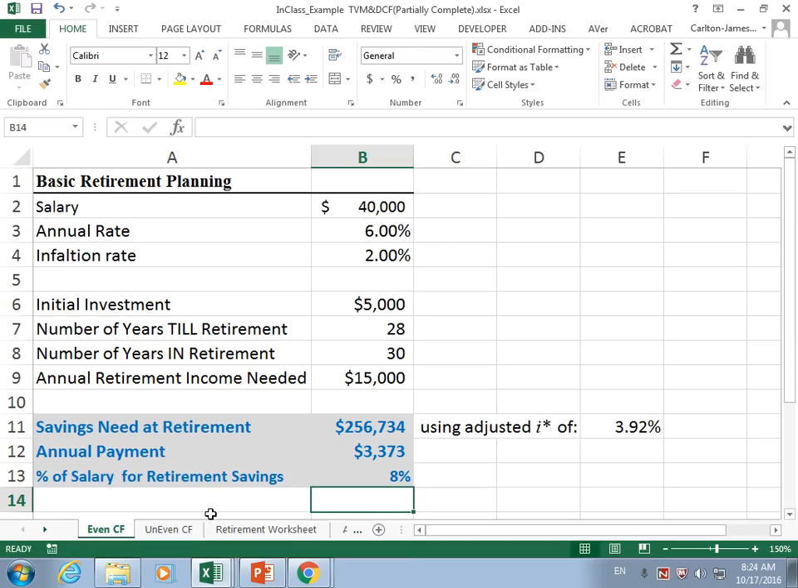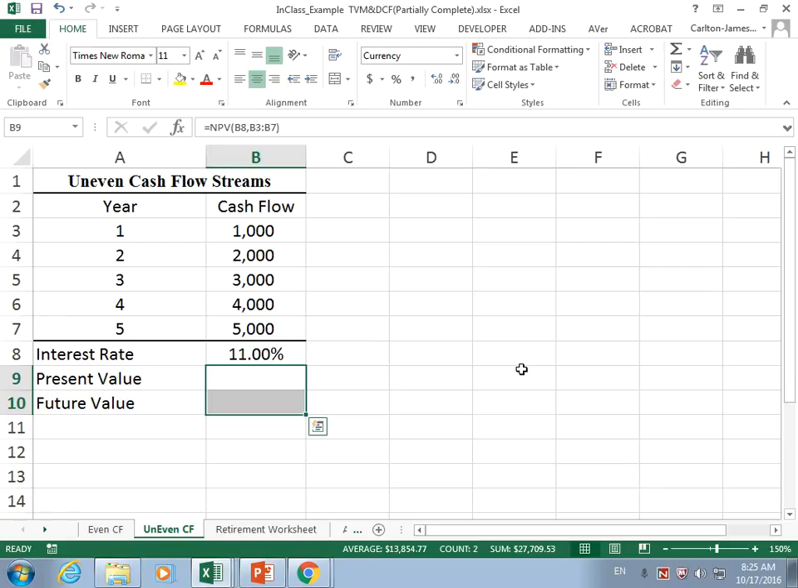Let's go to uneven cash flows and see, suppose this is the case here. Suppose in year one you decide to save 1,000, year two you decide to save 2,000, 3,000, 4,000, 5,000. And this is because it's a fixed percentage of your salary. How do you find what the present value is and how do you find what the future value is?